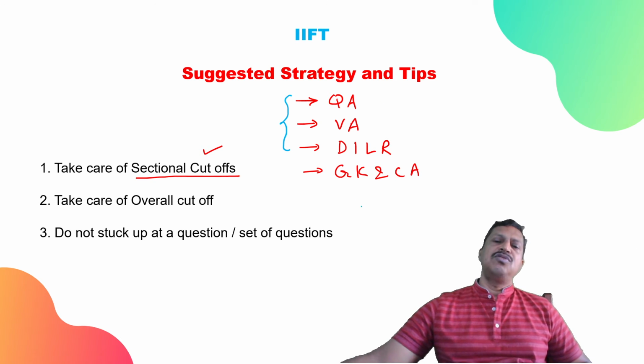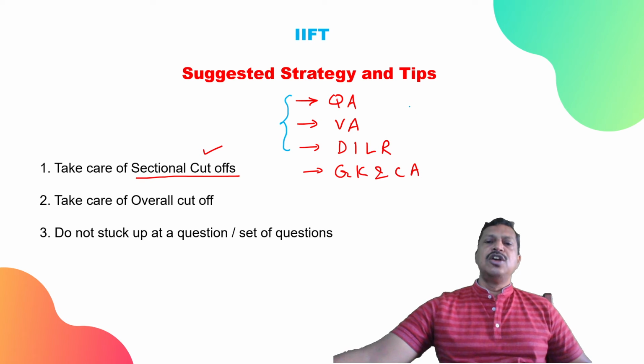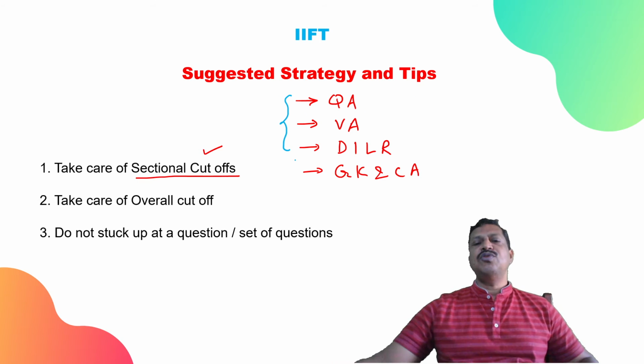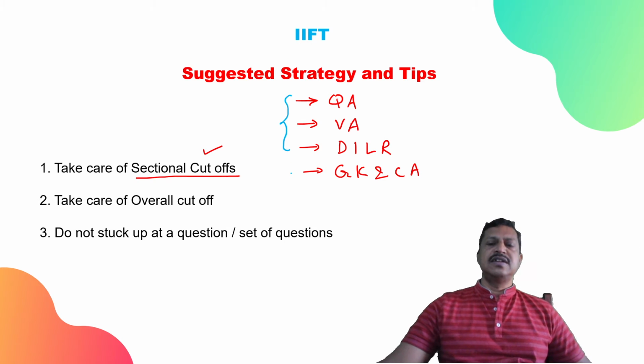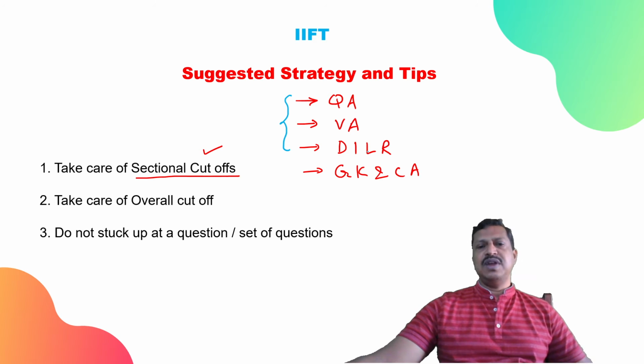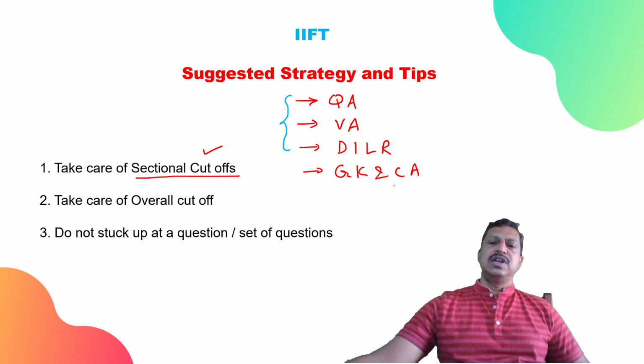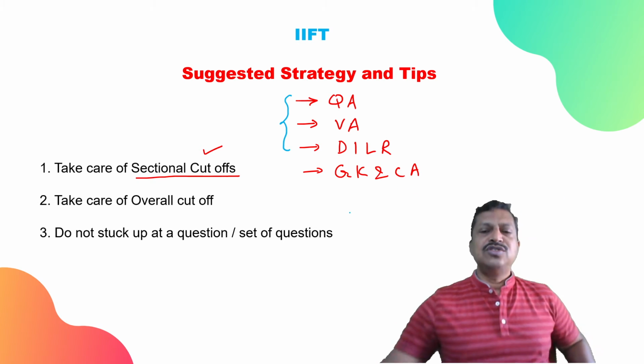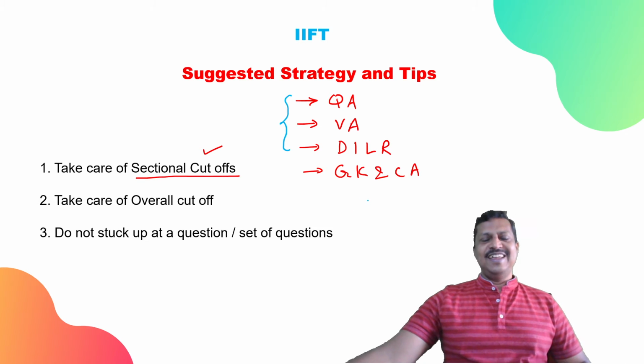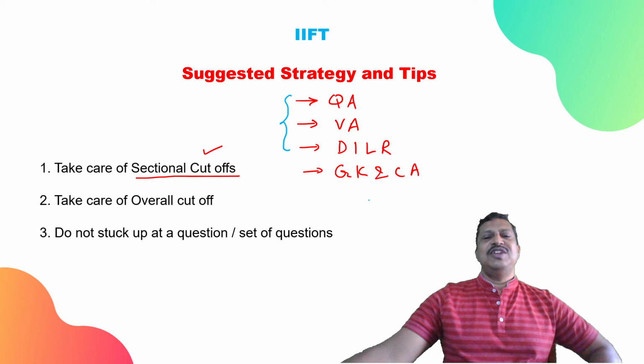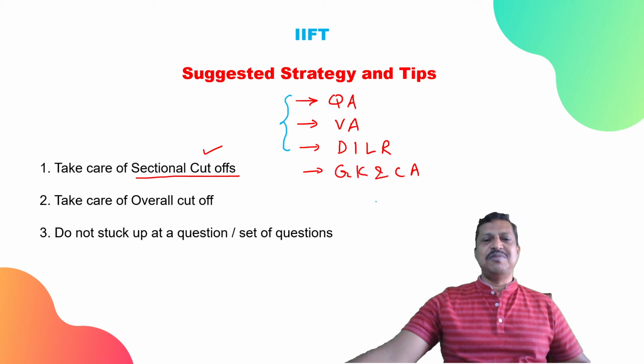Okay. Then you go to DILR. Fine. Once again, do the similar thing, right? Now these three are done, and you know that you have cleared the cutoff. So if I take 20 minutes each, it comes out to be 60 minutes. The total test is of 120 minutes, right? Now go to GK and current affairs.